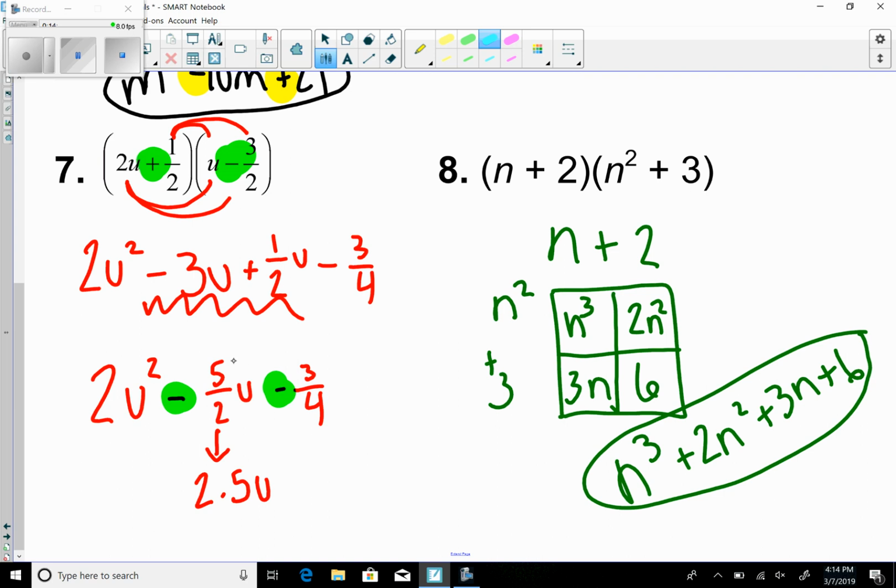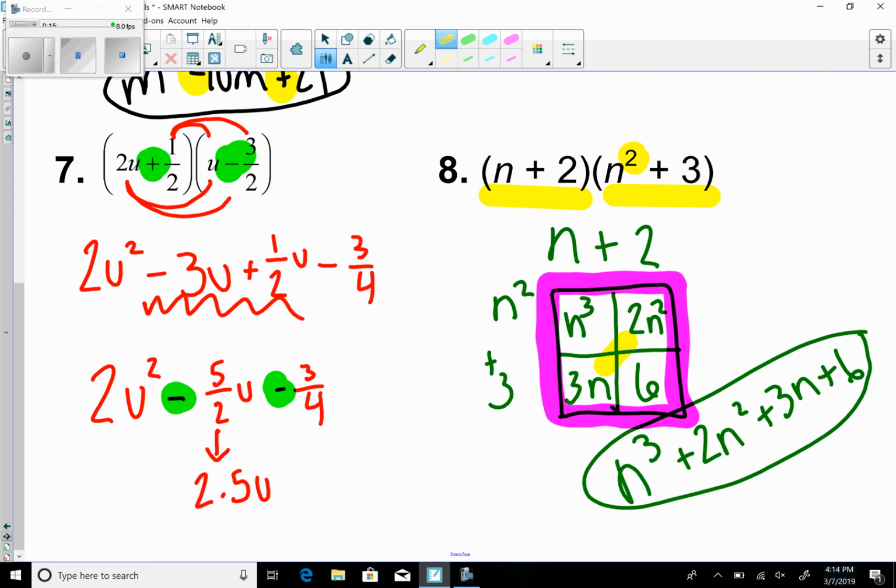I don't really care, you guys, if you write 5/2 or if you did 2.5. Doesn't matter to me. And then for this last one, this is a unique problem because if you look diagonally, those aren't the same term because it's not set up the same way. You've got n plus 2 and then you've got n squared plus 3. So you are going to end up with 4 different terms because you don't have any of the same terms that are like terms.